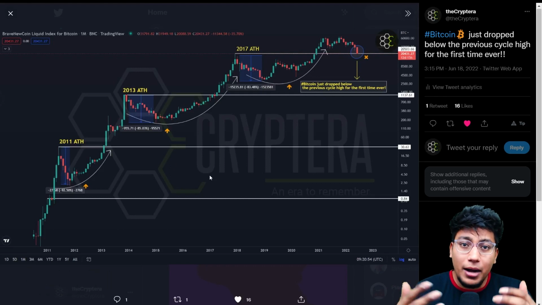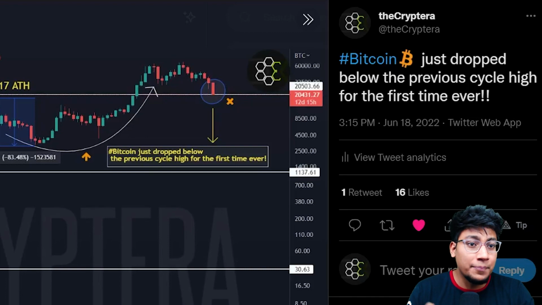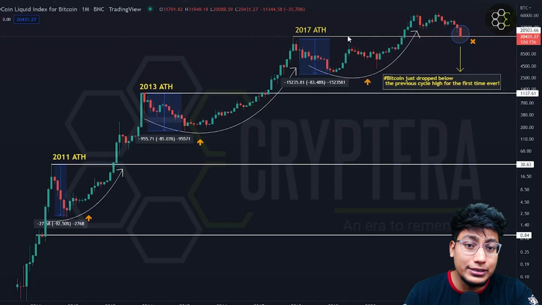And it's not that the market will always repeat itself. There have been instances, and you will see one example on my screen. This is something we tweeted today. Bitcoin just dropped below the previous cycle high for the first time ever. It has never been the case that the high of the previous cycle was broken. This was the 2011 all-time high, and we never breached this level. This was the 2013 high, and we never breached this level. And this was the 2017 market high. But this time we breached this level and we broke $20,000.